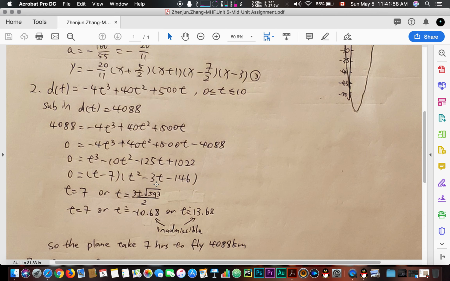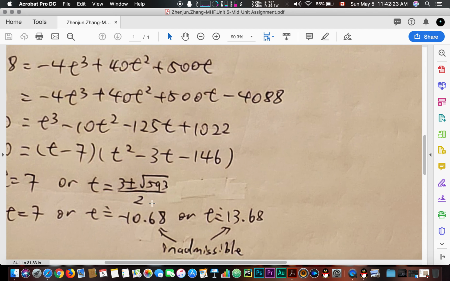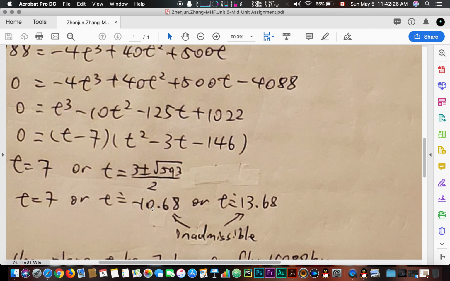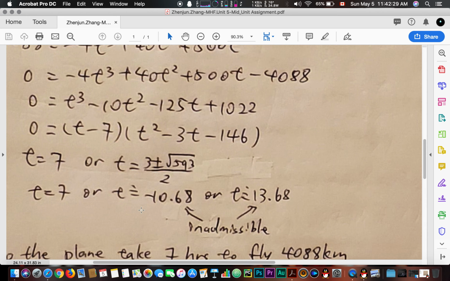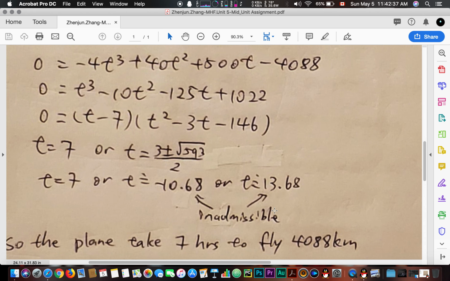Or we have t equals, because that cannot be simply factored, then we use the quadratic formula, negative b plus minus square root of b squared minus 4ac, which gives you 3 plus minus square root of 593 over 2. Then we will get t equals negative 10.68, or t equals 13.68.